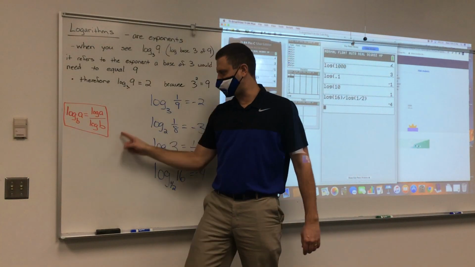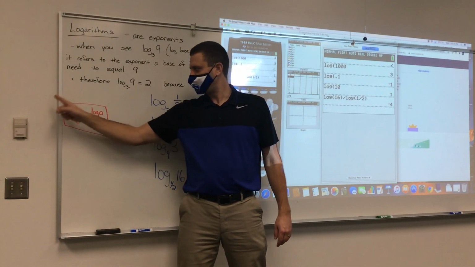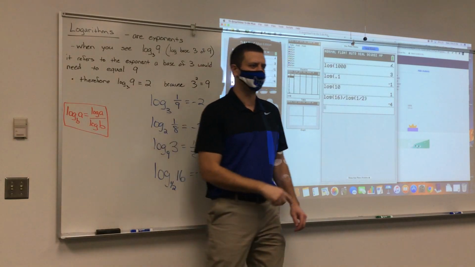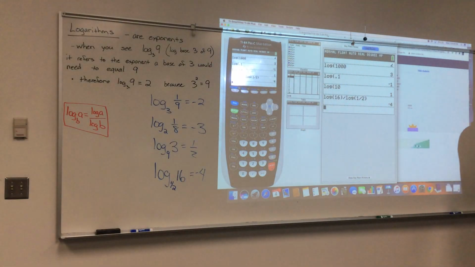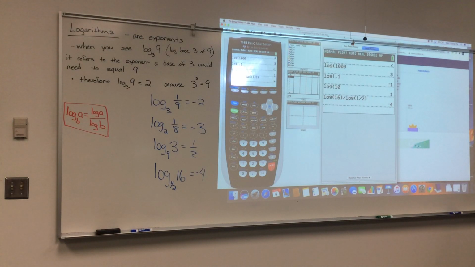Write this down in your notes so you remember how to do that on your calculator in case your calculator does not allow you to type in your own base. It's the log of the bigger number divided by the log of the base. So don't feel bad if you can't do these mentally. That's totally fine. But I do want to make sure everybody knows how to use our calculator to get the answers.